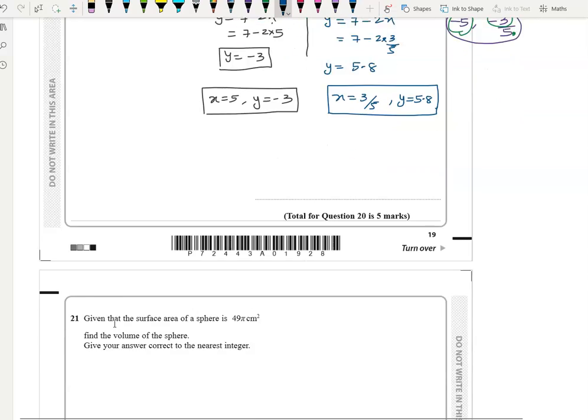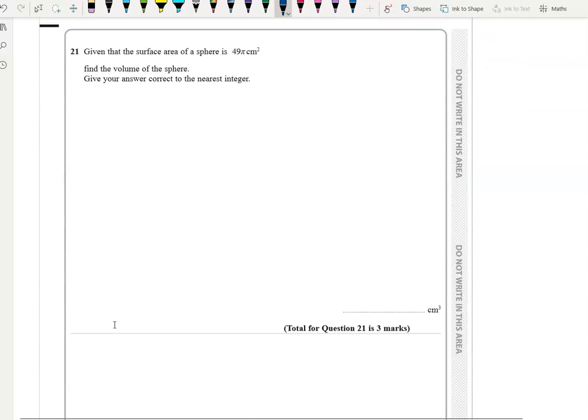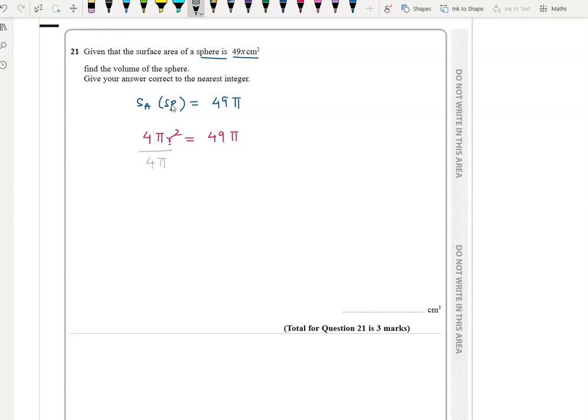Question number 21. Given that the surface area of a sphere is 49 pi centimeters squared, so surface area of sphere is 49 pi. Now the formula for surface area is 4 pi r square equal to 49 pi. I want to find the value of r square, so we will divide both sides by 4 pi. So 4 pi and 4 pi will get cancelled, and here pi and pi get cancelled, so you are left with r square equal to 49 over 4.